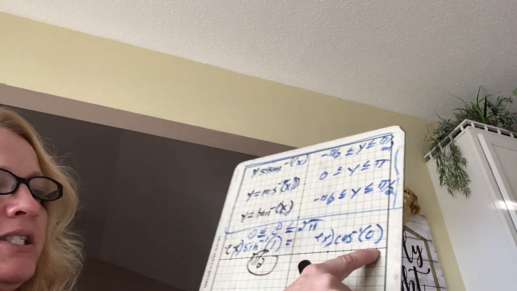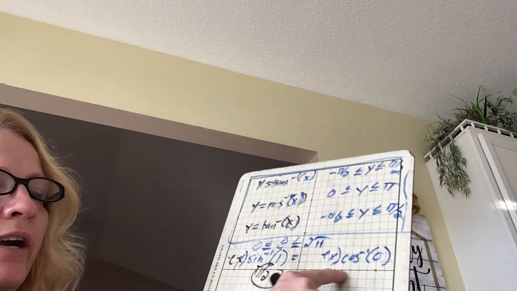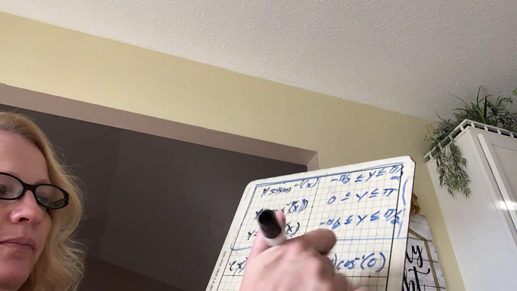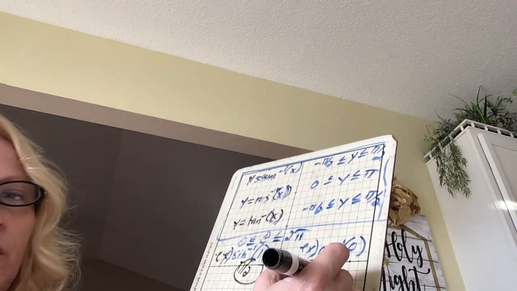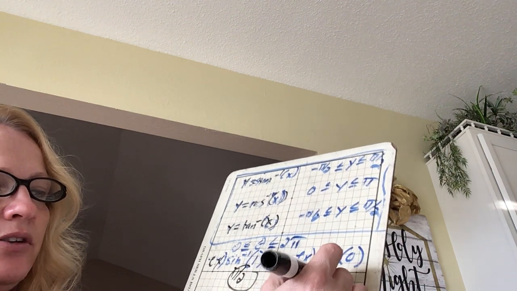Okay, cosine inverse of 0. Where is cosine equal to 0? Well, your calculator would give you an answer of pi over 2, or 90 degrees, but it's also 0 at 3 pi over 2. Okay?